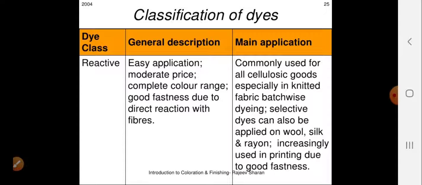It's commonly used for all cellulosic goods, especially in knitted fabric. Knitted fabric means wool kind of fabric. Reactive dyes can also be applied on wool, silk, and rayon, and are increasingly used in printing due to good fastness. So for poster kind of printing, reactive dyes are also being used.